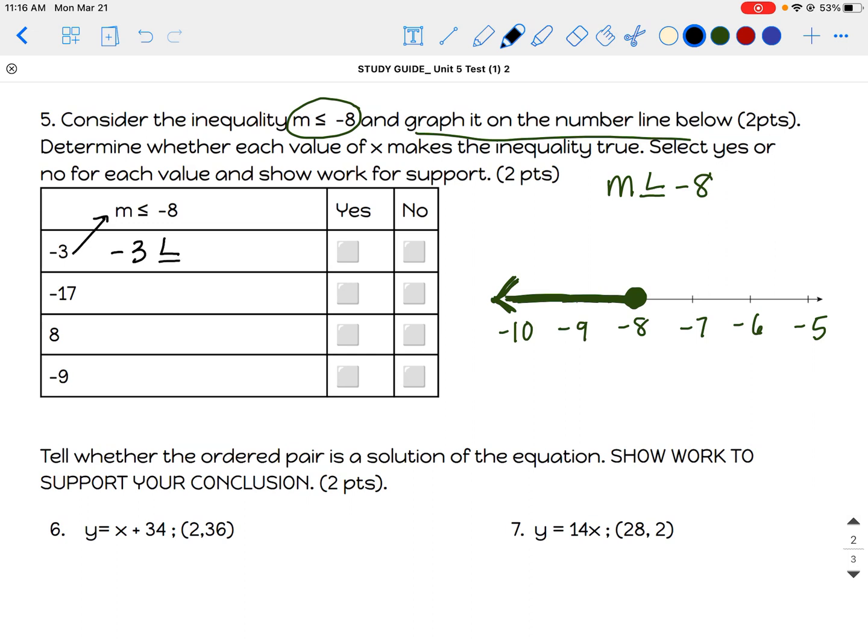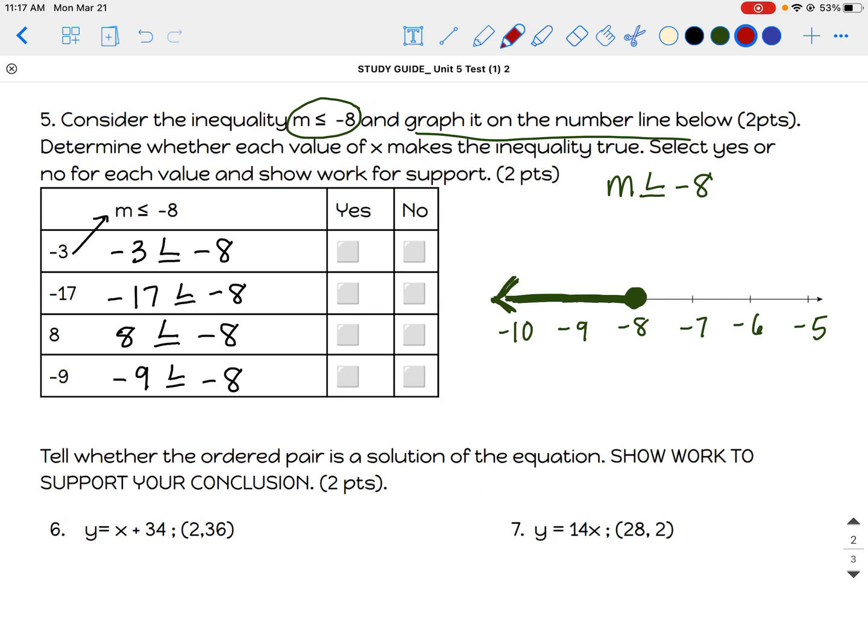-3 is less than or equal to -8. -17 is less than or equal to -8. 8 is less than or equal to -8. And -9 is less than or equal to -8. Now I'm going to go back and evaluate if those are true or not. So remember, the mouth always wants to eat the bigger value.